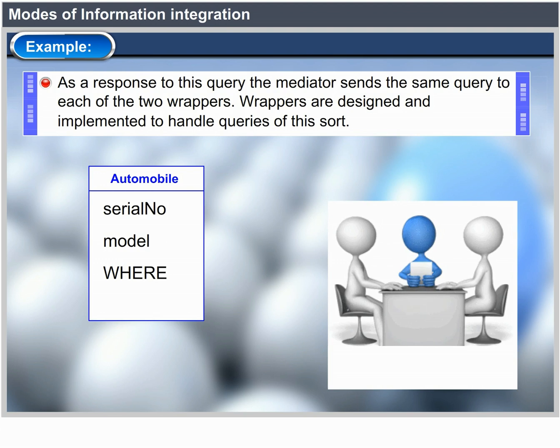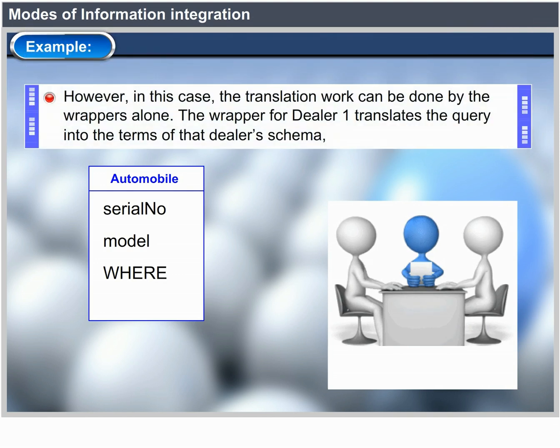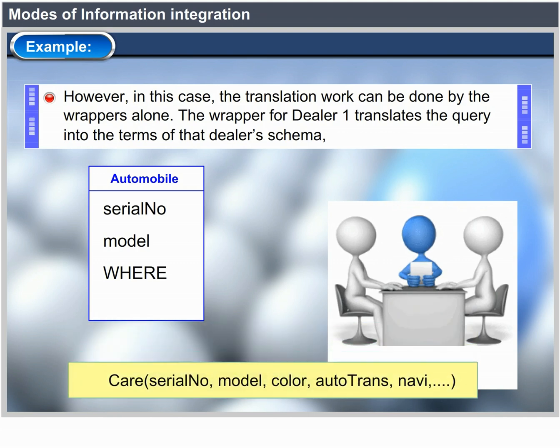The way that wrappers can be designed and implemented to handle queries like this one. In more complex scenarios, the mediator would first have to break the query into pieces, each of which is sent to a subset of the wrappers. However, in this case, the translation work can be done by the wrappers alone. The wrapper for dealer 1 translates the query into the terms of the dealer schema.